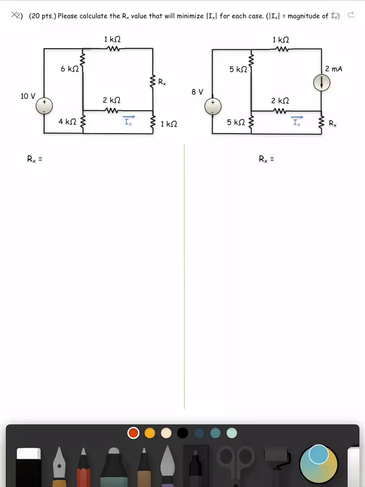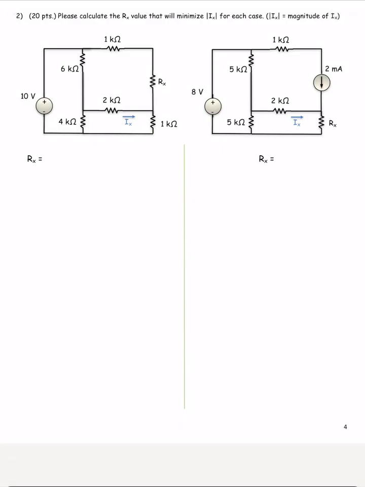Let's do a couple of examples. These questions are asking us to find the Rx value that will minimize the current that is running through the 2 kilo ohm resistors. So what would minimize this current here?